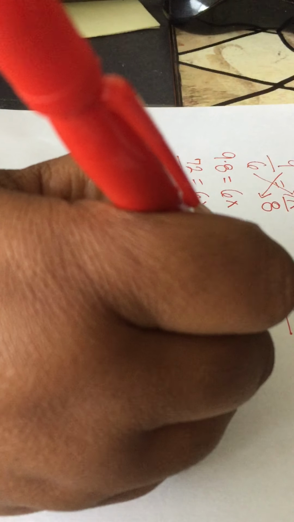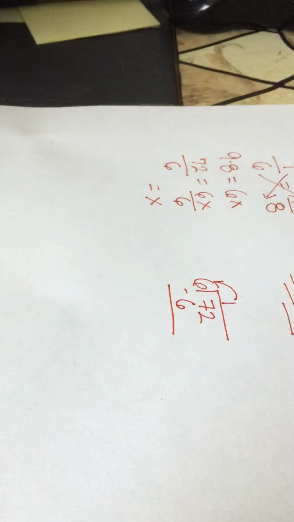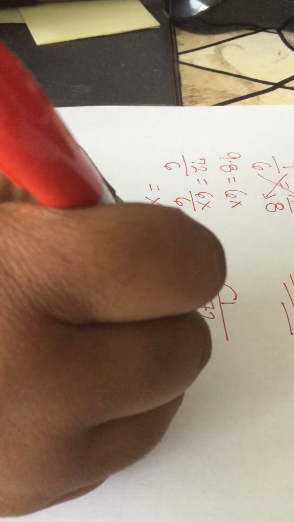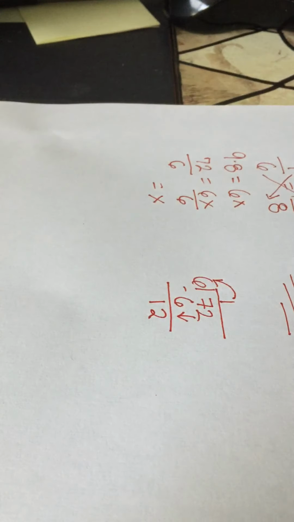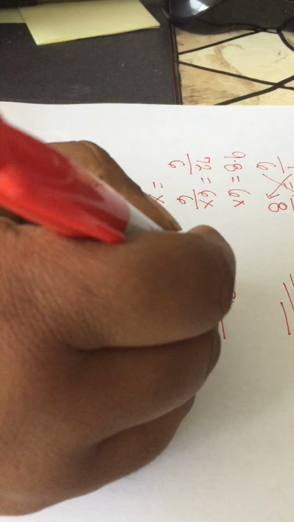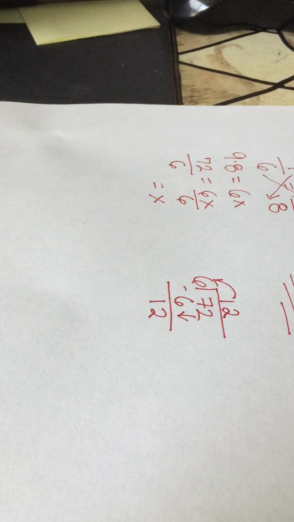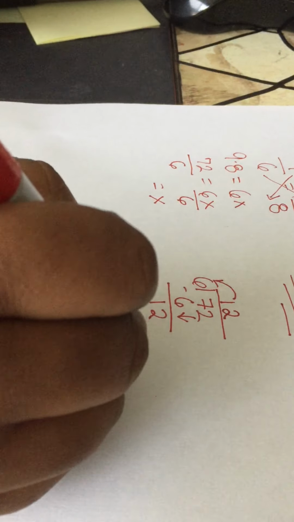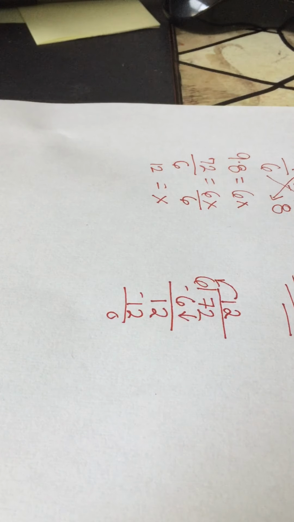6 will go into 7 one time. 1 times 6 is 6. Find the difference. The difference between 6 and 7 is 1. We're going to bring down this 2. Now our number becomes 12. How many times will 6 go into 12? Well, 6 will go into 12 2 times with nothing remaining. 6 times 2 is 12. Nothing remaining. So x is equal to 12.